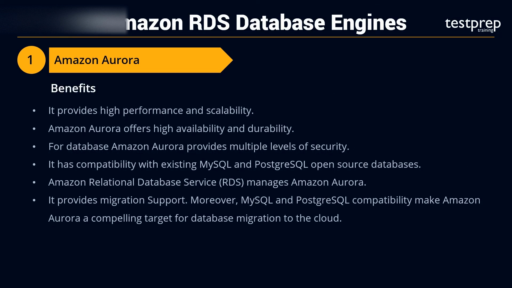Amazon Aurora provides the following benefits. 1. It provides high performance and scalability. 2. Amazon Aurora offers high availability and durability. 3. For databases, Amazon Aurora provides multiple levels of security. 4. It has compatibility with existing MySQL and PostgreSQL open-source databases. 5. Amazon Relational Database Service manages Amazon Aurora. 6. It provides migration support. Moreover, MySQL and PostgreSQL compatibility make Amazon Aurora a compelling target for database migration to the cloud.